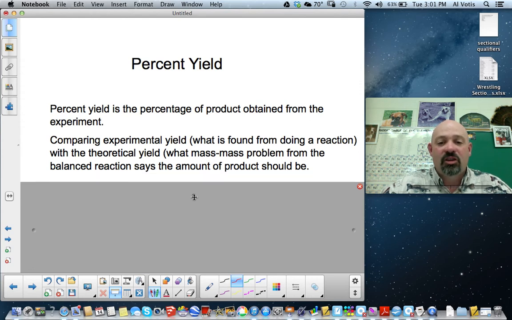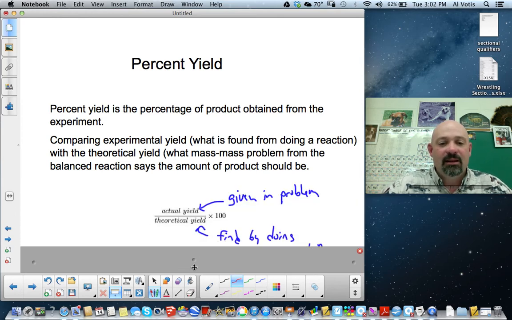So we're comparing our experimental yield. We call 2 terms that are very important here. Experimental yield. That's what we actually found from doing the experiment. We did the experiment. This is what we measured at the end. We compare that experimental yield with a theoretical yield. The theoretical yield is what we get from doing a mass-mass type problem using the balanced chemical equation. So the limiting reactant problem we just did, the other stoichiometry sheets that we've done before, those are all percent yield problems, or our theoretical yields.